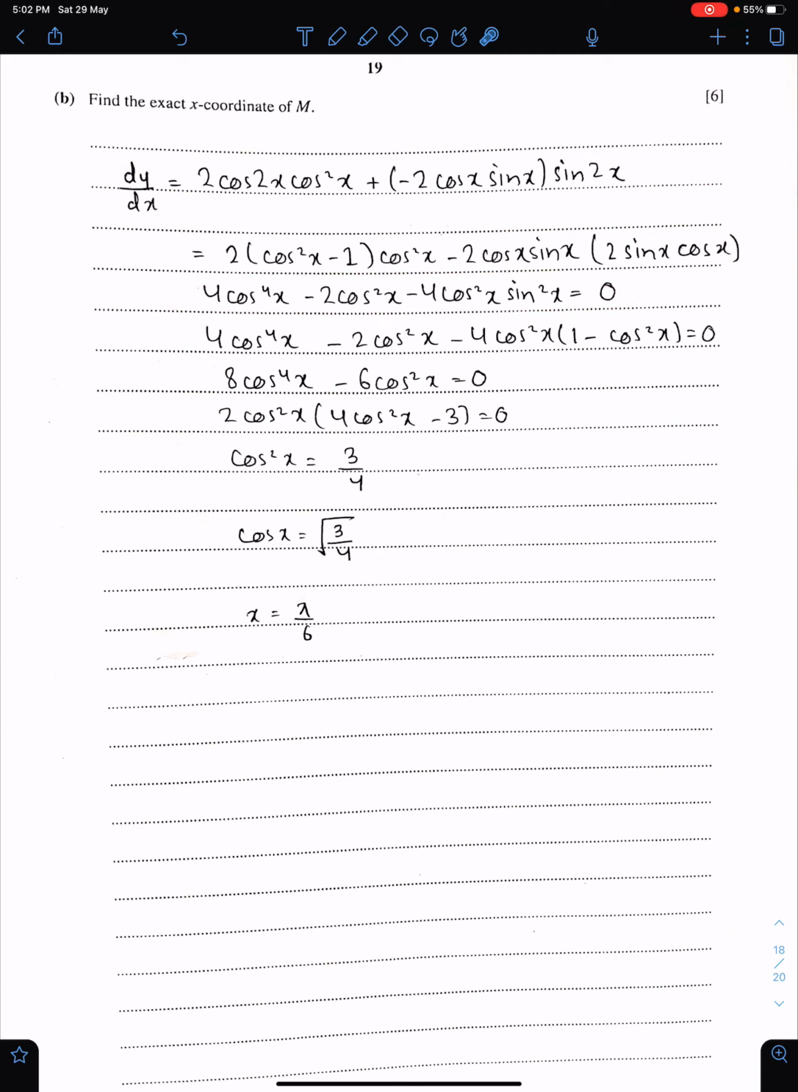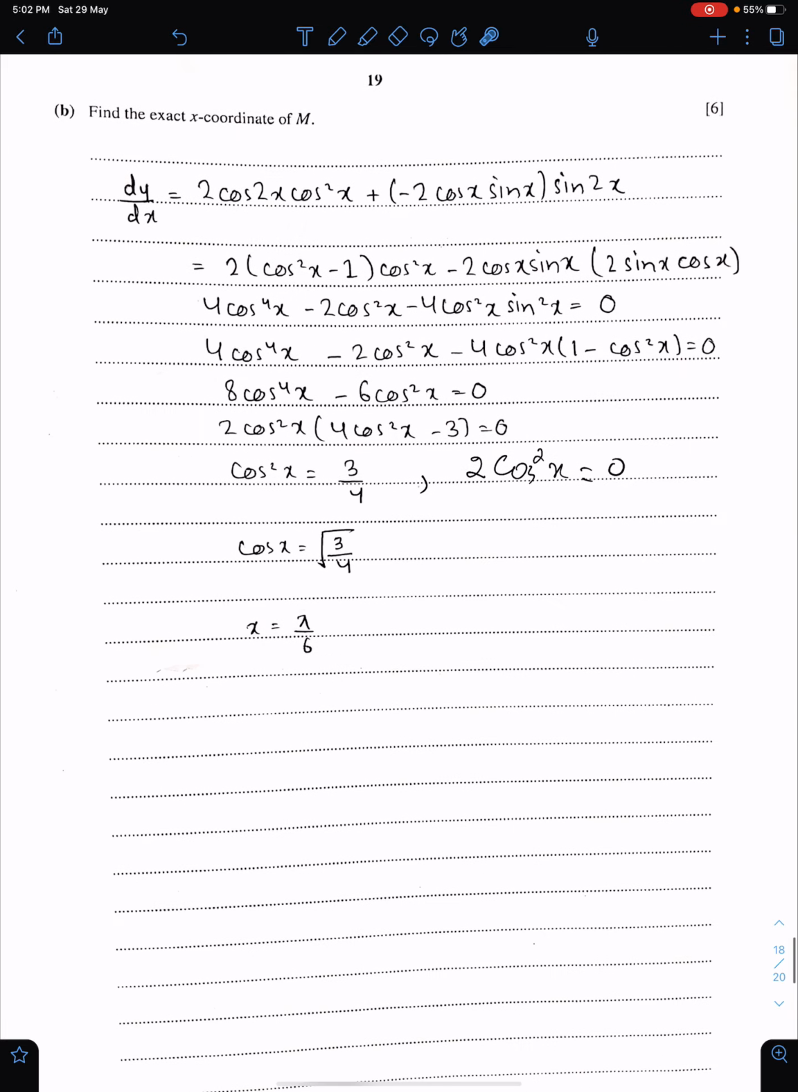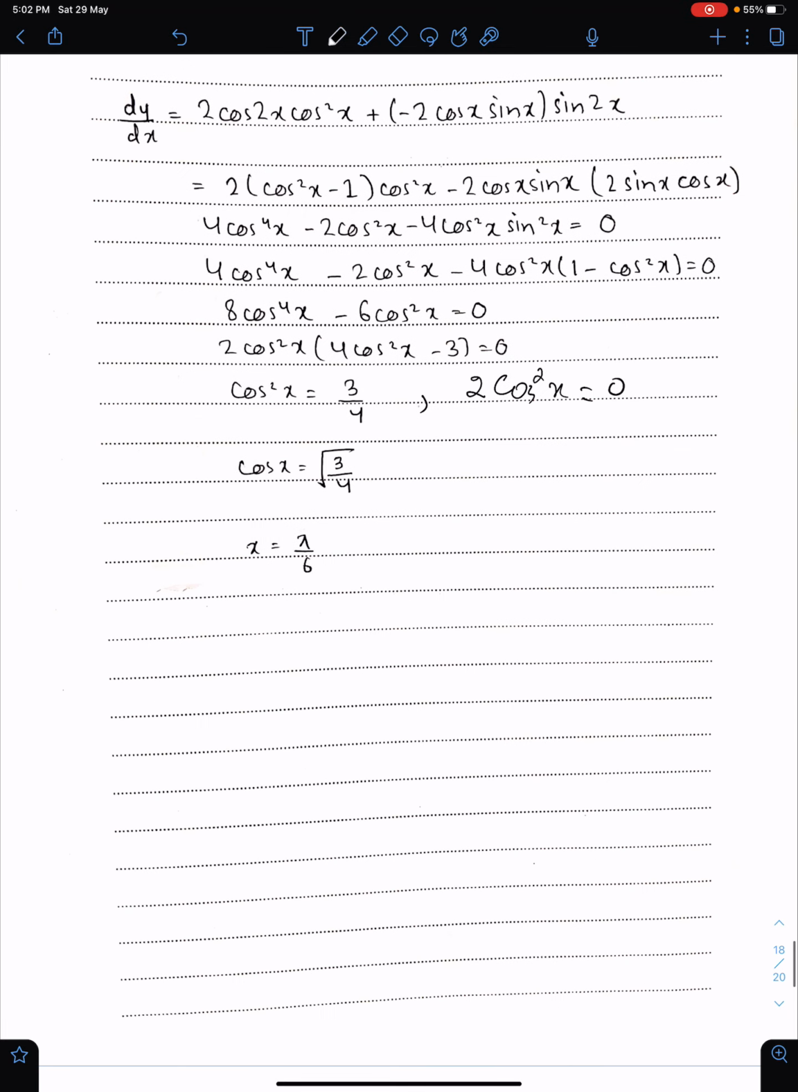You need to replace sine square x by 1 minus cos square x. You'll get this equation. Finally, you'll get this equation. So either cos square x equals 0 or cos square x is 3 upon 4. This will be invalid, because the answer is pi by 2, and the x coordinate of M cannot be pi by 2. So this is invalid. So the final answer is pi by 6. With the help of this equation, we have got this answer.